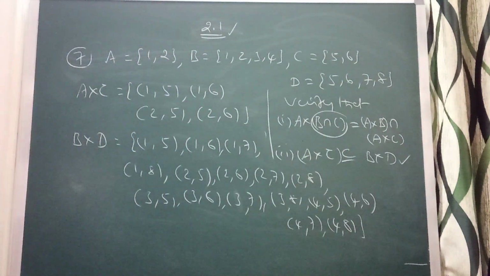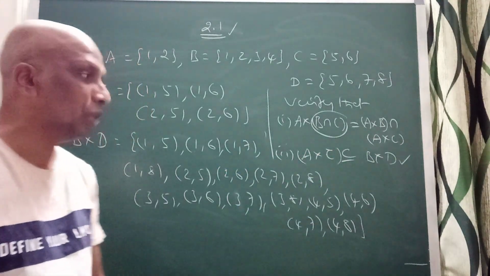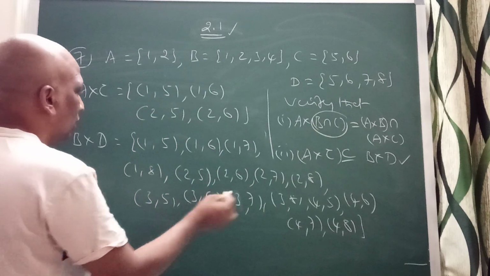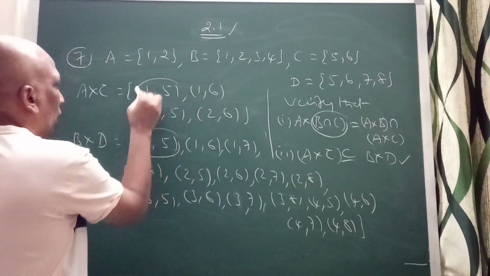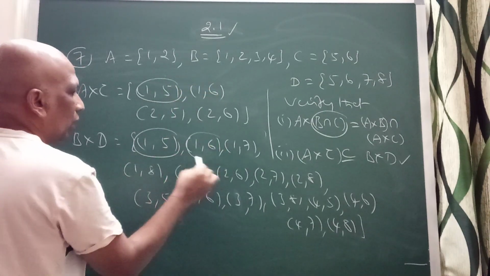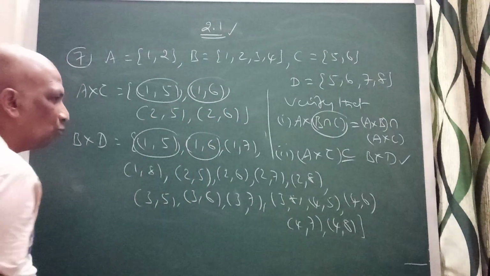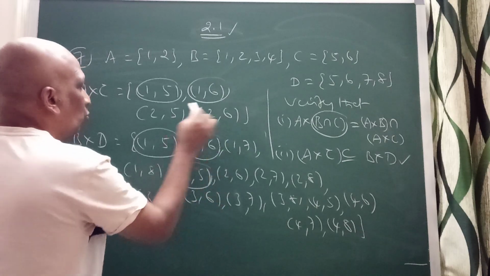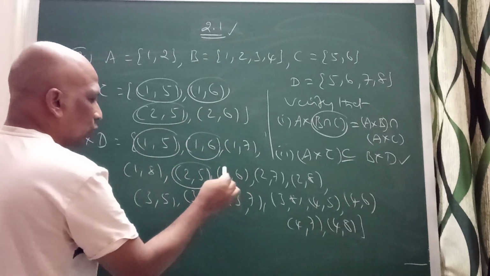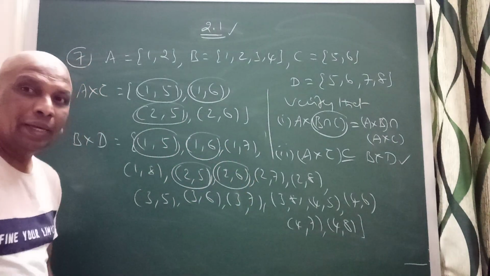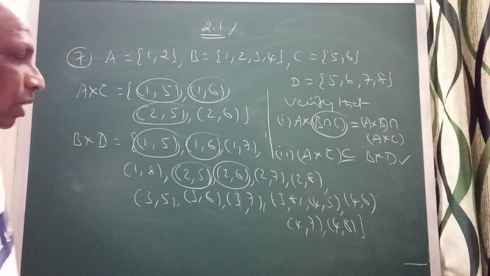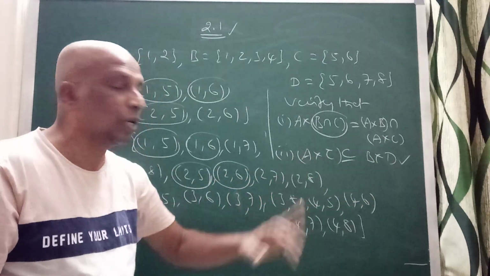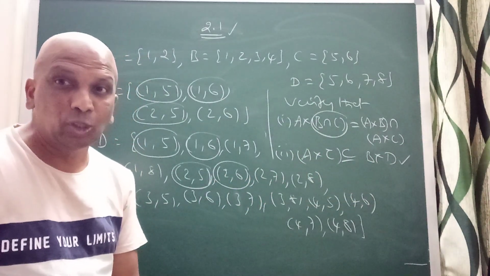Now you can check, is it a subset of B cross D? This is an A cross C element, (1,5): is it here? Yes, (1,5) is here. Then (1,6) is here. (2,5): is it here? Yes, (2,5) is here. Next (2,6), yes, (2,6) is here. What is the meaning of subset? If you are saying this is a subset of that, B cross D should have the elements of A cross C. All elements should be there, right?